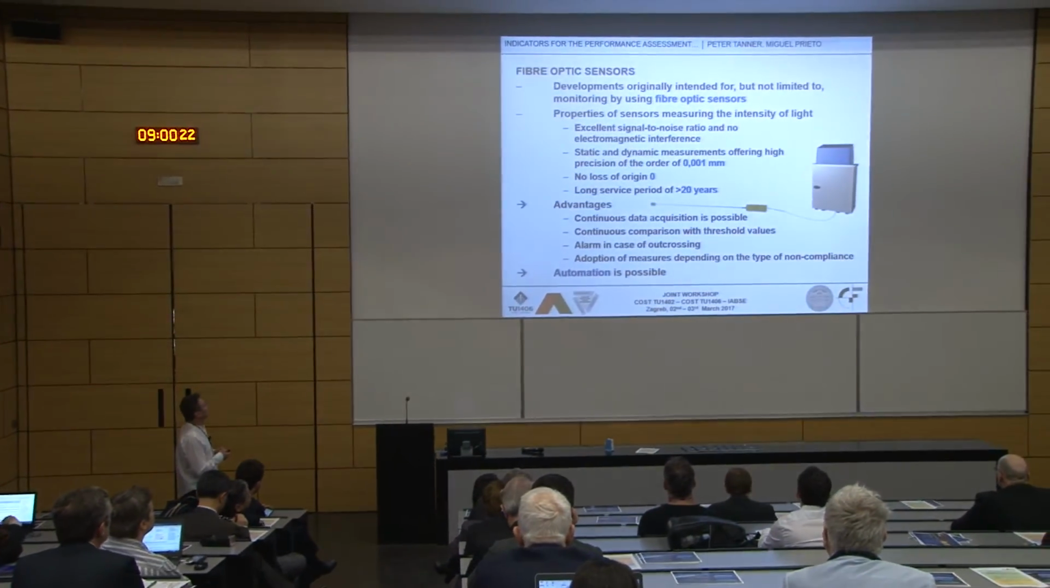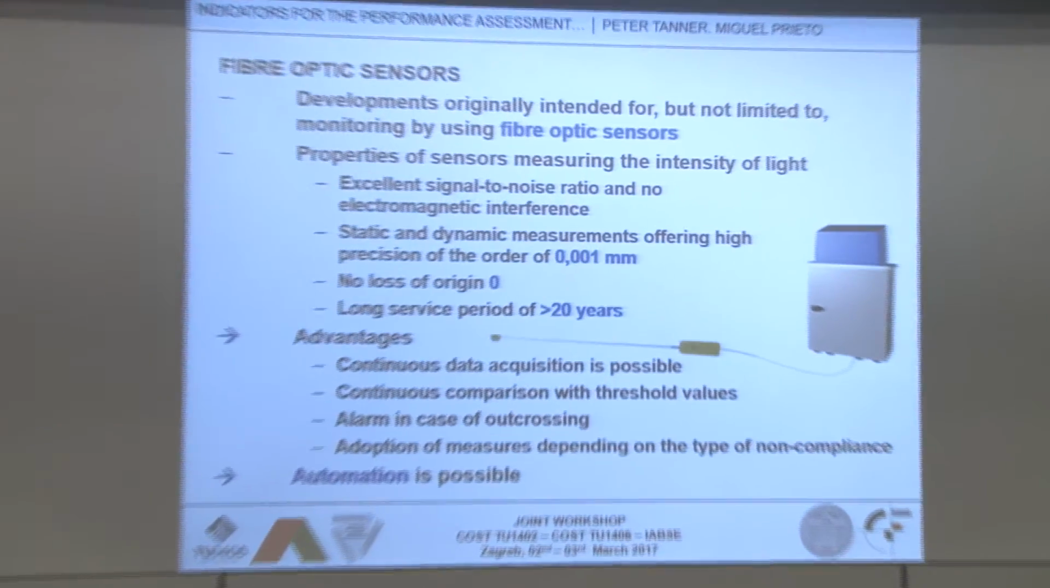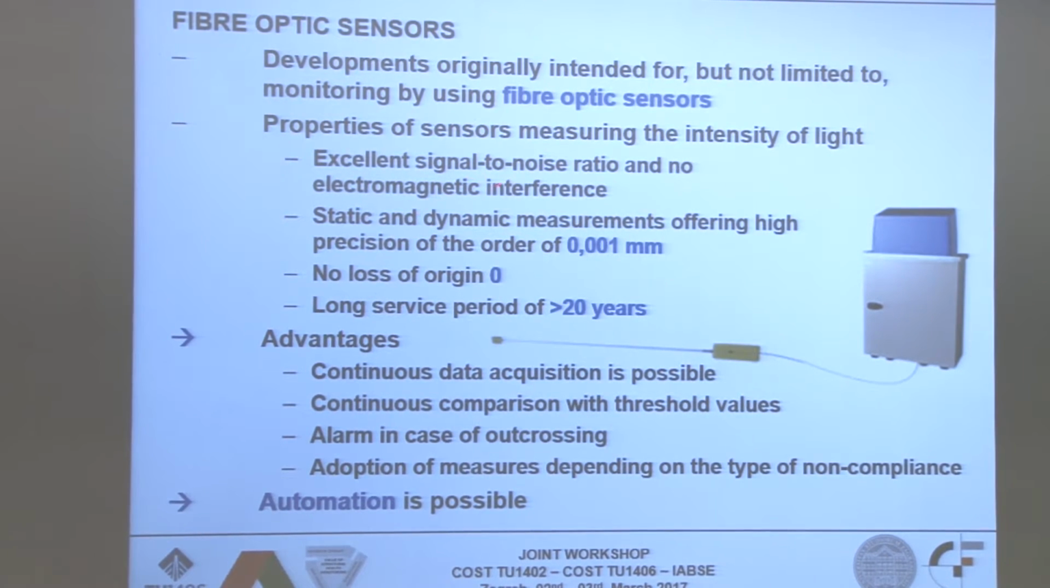These developments were originally intended for monitoring by using fiber optic sensors. The properties of such sensors are characterized by an excellent signal-to-noise ratio, and also there is no electromagnetic interference. This leads to the fact that the origin of the measurements will not be lost. Then there is a high precision, as well for static as for dynamic measurements. And they also have a long service life of up to 20 years according to some providers, or even more. This brings us a series of advantages.